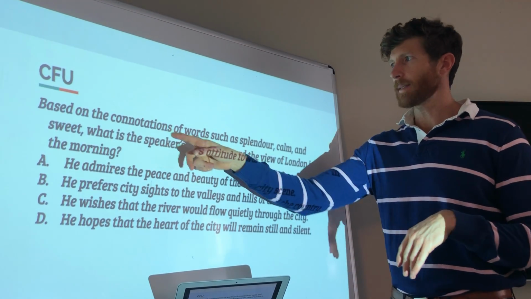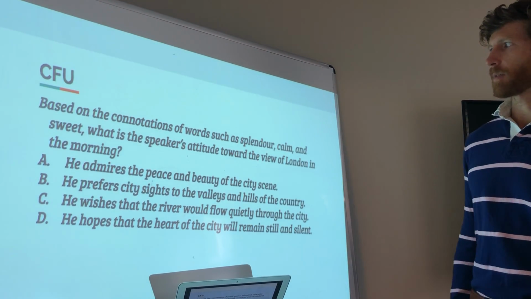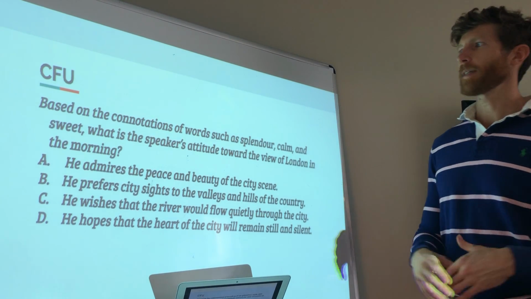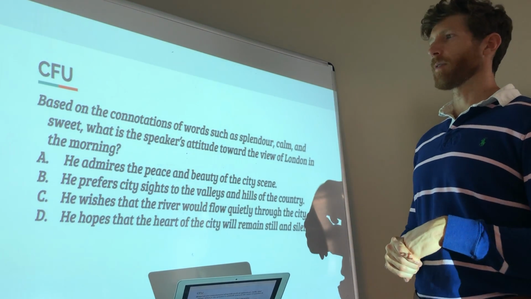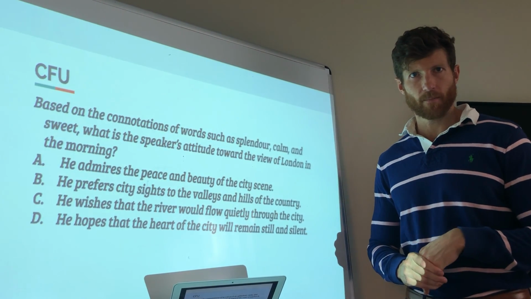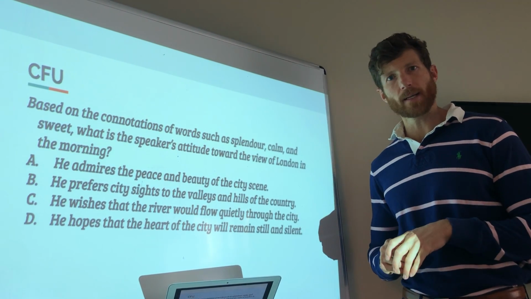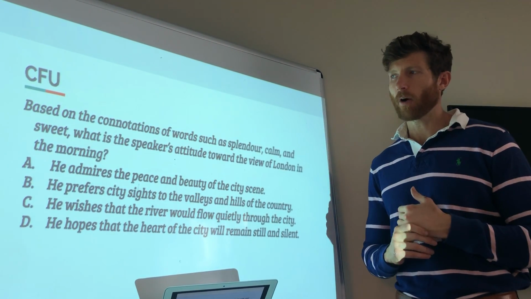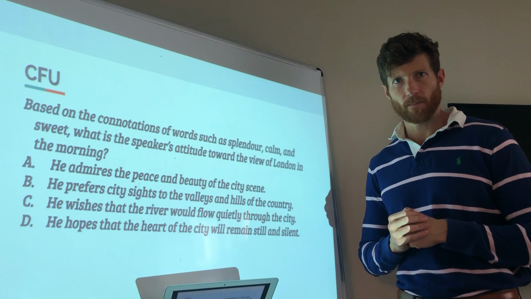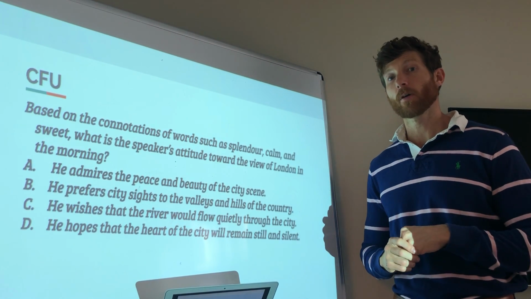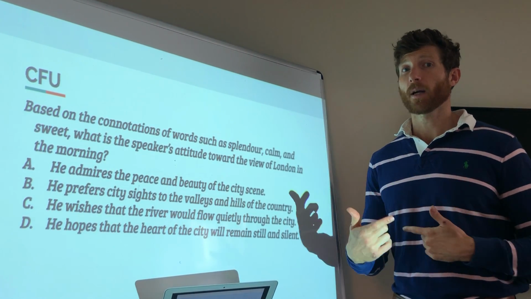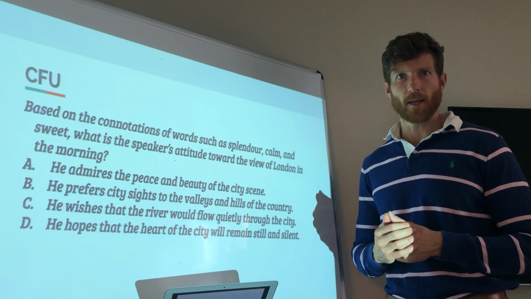So, based on the connotation of words such as splendor, calm, and sweet, what is the speaker's attitude toward the view of London in the morning? Okay? So what I want you to do is read through the poem and answer the question. Pause your computer right now. Once you come back, I'm going to go over the answer.